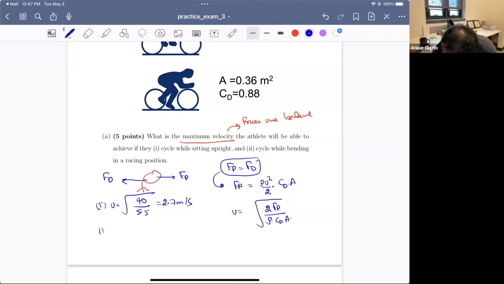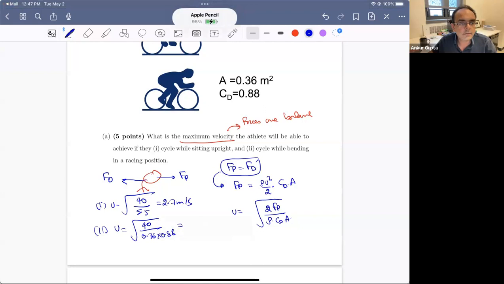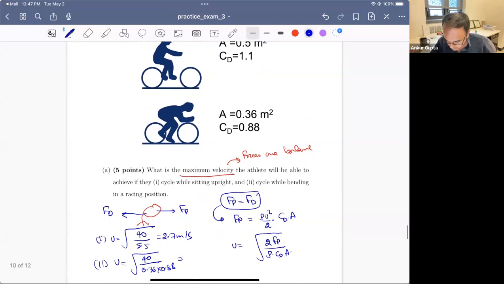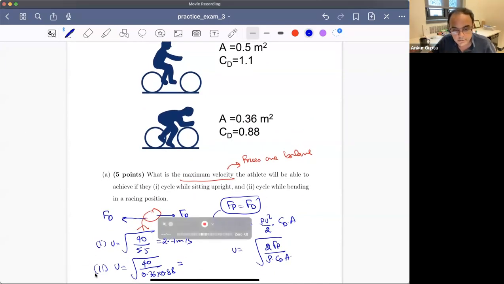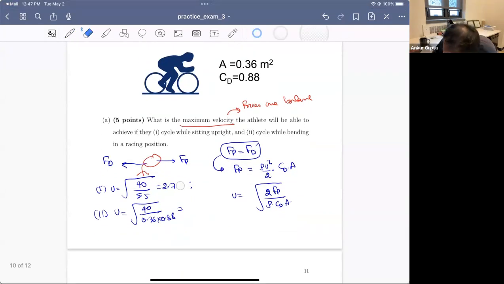The velocity in the second case should be larger because it is a smaller CD times A. It's 40 times 0.36 into 0.88. So that comes out to be something else. So let's look at 40 times 0.36 into 0.88. Actually, I apologize. There was a small error in my calculation because that's what I was realizing. It's not 0.5. I basically missed a factor here. It's 0.55.